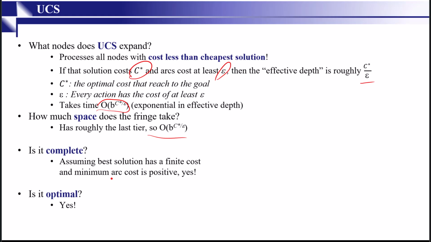Regarding the completeness, UCS is complete as long as the best solution has a finite cost and all actions have a positive minimum cost. And finally, UCS is guaranteed to be optimal because it always expands the lowest cost node first, and in this way it ensures that the first solution it finds is the one with minimal cumulative cost.